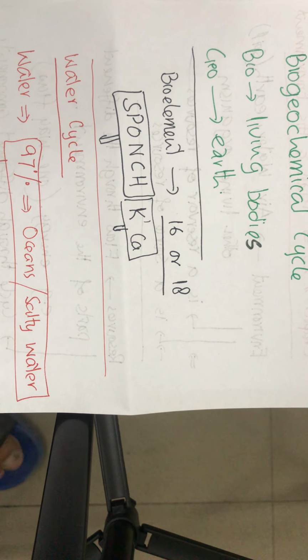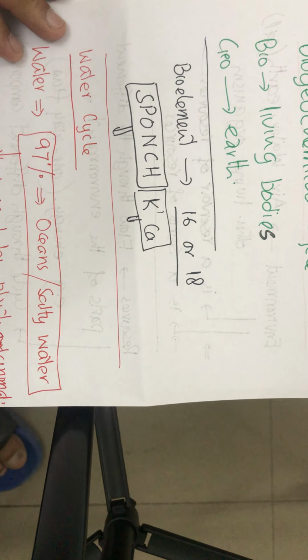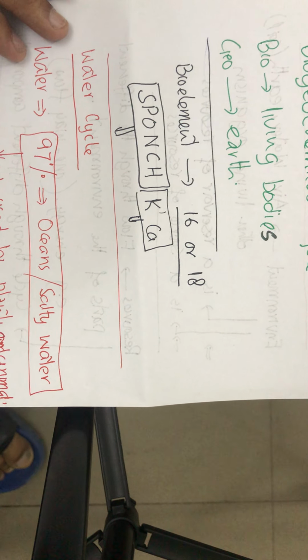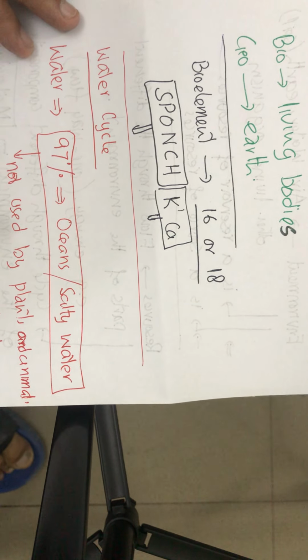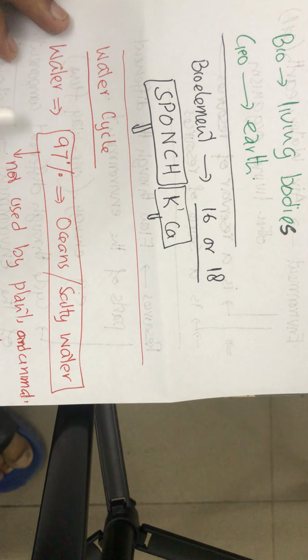And that 97% of water is not used by the plants and animals. Why are they not used by the plants and animals? Because of their higher salt content. Human beings cannot use that water, nor can plants and animals. The rest, the 3% of water, is known as fresh water.